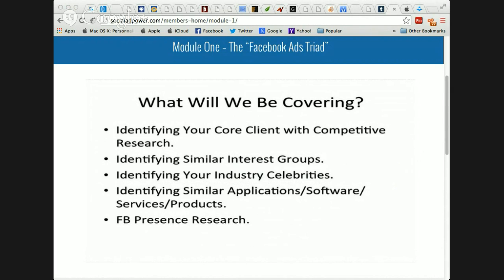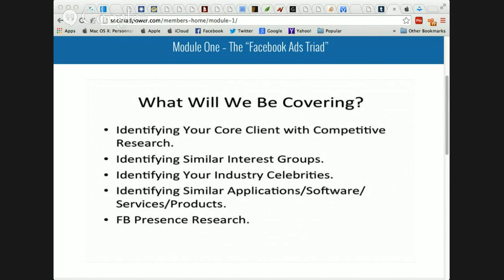All right, after that, we're going to be identifying similar applications, software, services, and products. We're going to talk about some key things, and I'll show you via case study how we're actually going to be going in, and through some competitive analysis, we're going to find other things that are similar so that we can go after those audiences and make it easy. And instead of starting from scratch, we're going to be able to really dial this in quickly. And that's the goal. Keep it as simple as possible.